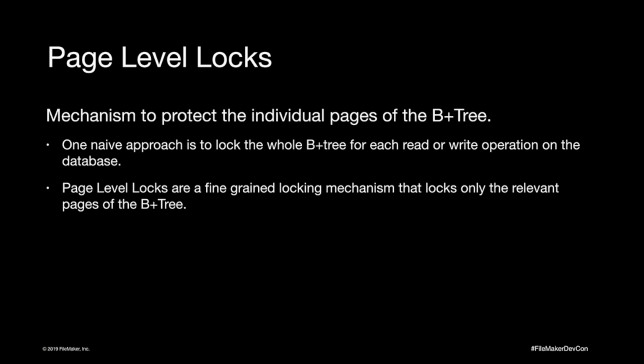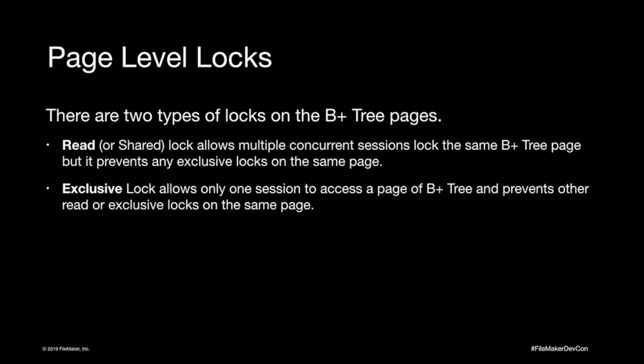So now we move down from the logical level to the physical B plus tree level. Just like we protected the logical key value space, we also have to protect the B tree with page level locks. But here the locking is much simpler in the sense that there are only two types of locks, read or shared lock and exclusive lock. And the granularity here is locking one page at a time. So multiple sessions can actually lock the same page with a read lock. That's fine. But only one session at a time can actually lock a page in the exclusive mode.